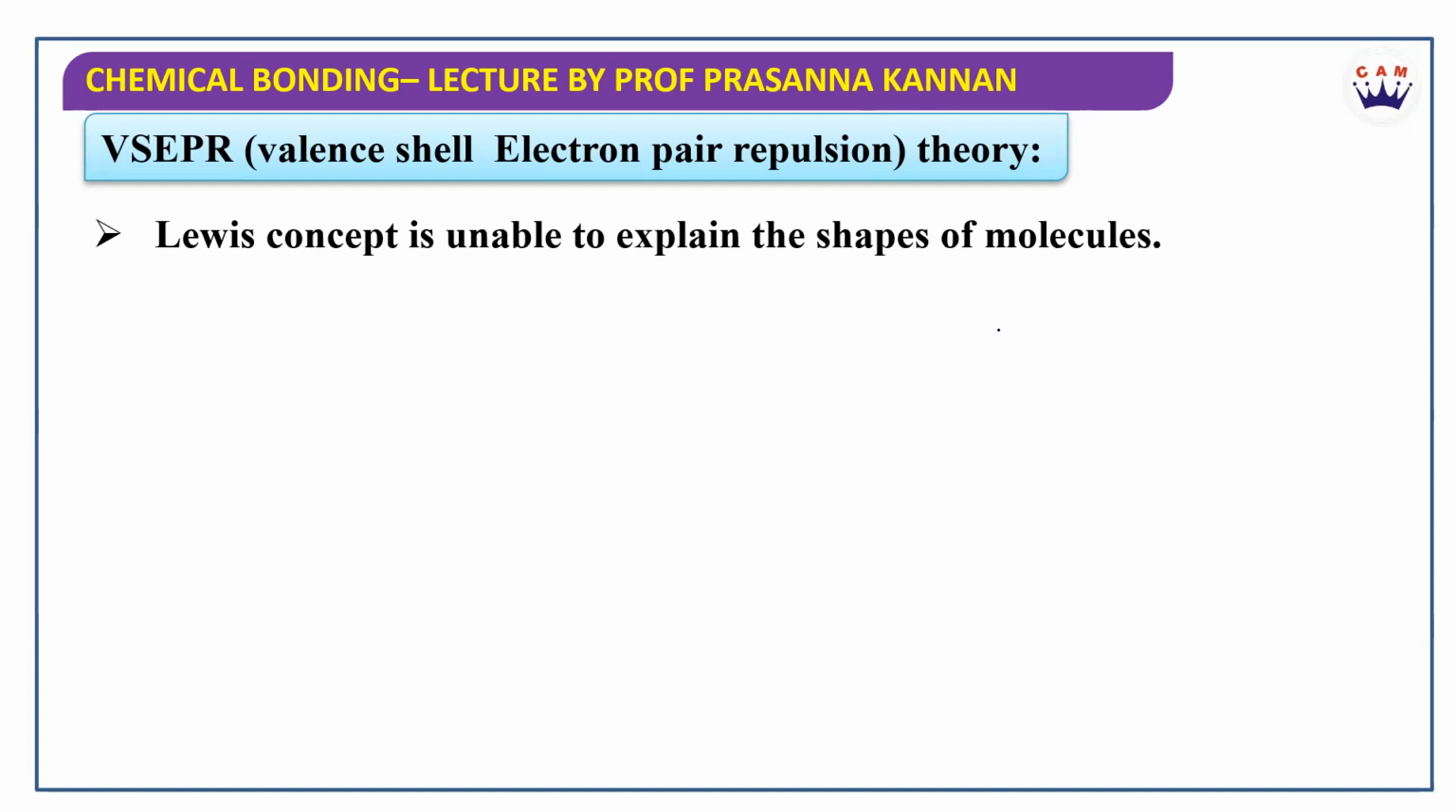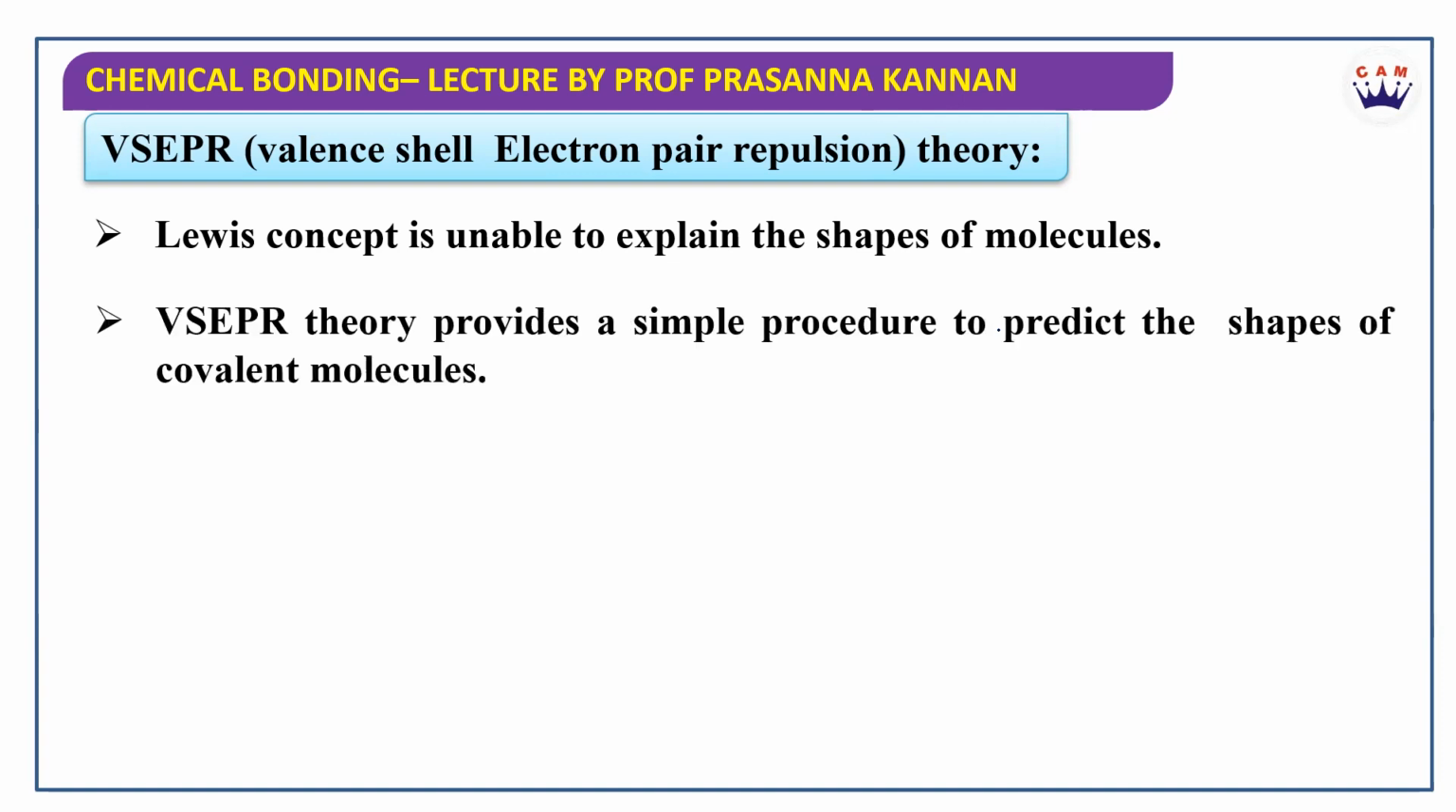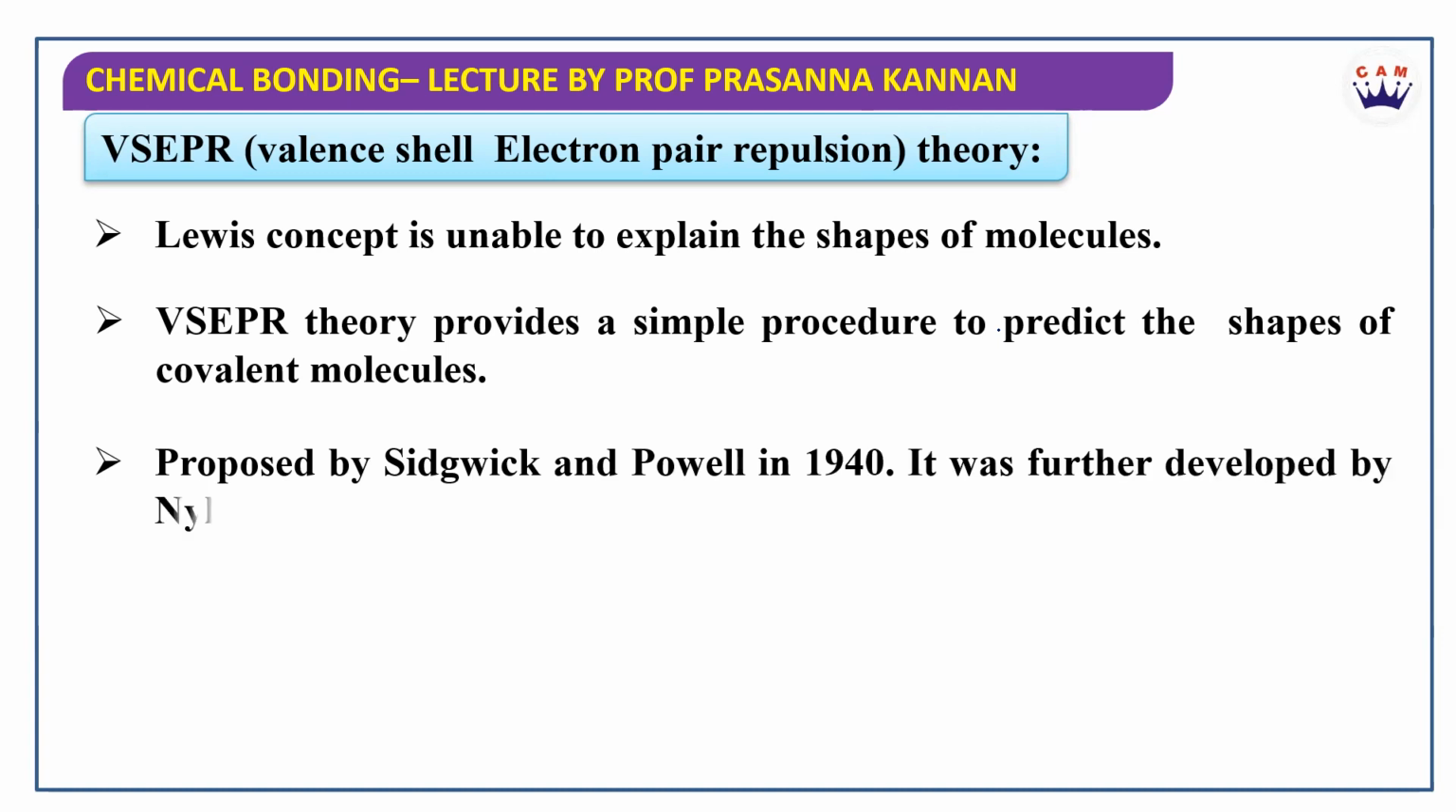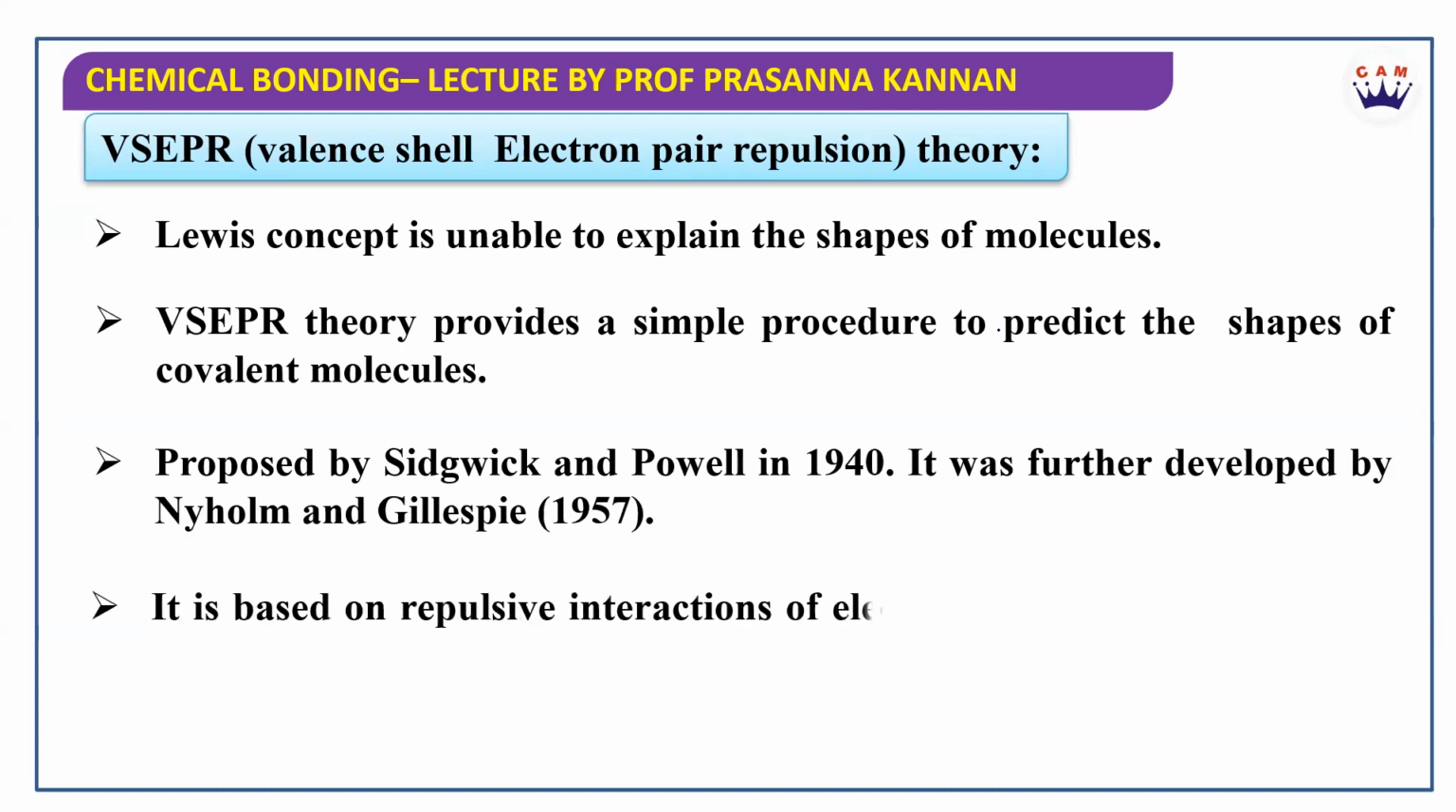So we had learned about Lewis dot structures, correct? But that doesn't talk about shapes of molecules, right? So here we are going to learn a procedure to predict the shapes of covalent molecules. Some history about VSEPR. So what is it based on?